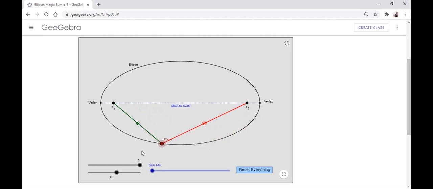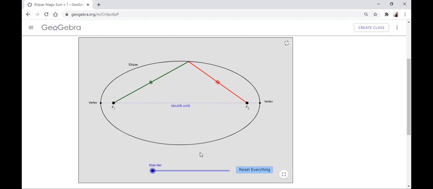Wherever the point may be, if you measure the distance of P from F1 and the distance of P from F2, PF1 plus PF2 will always give you a constant. Let me show you. Are you able to see PF1 and PF2? Now just observe. I am just taking PF1. See, this is PF1. Got it? Now see PF2, again PF2.